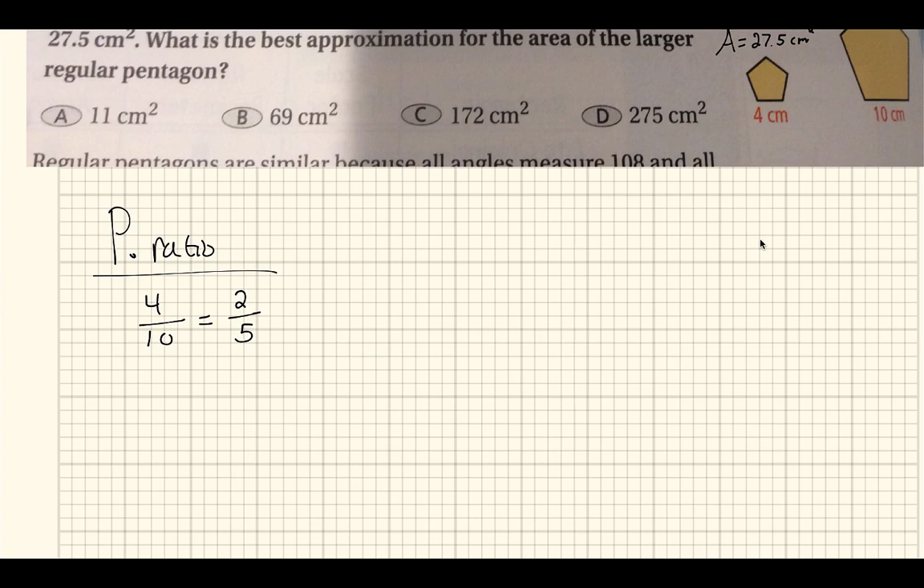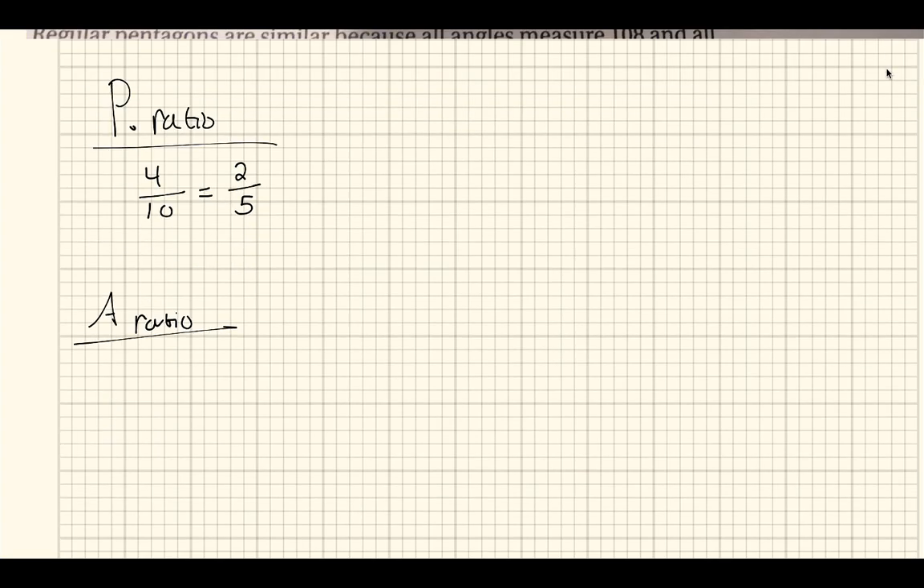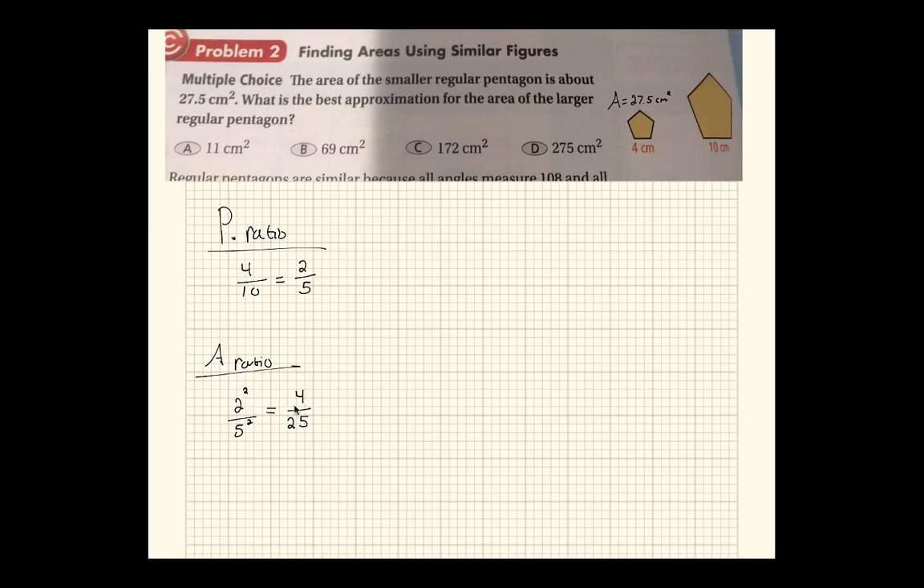Now, we can't use that to just straight get the area of the larger one, but we can find their ratio of areas, which is good because I have what one of the areas is, and that will help me find what the second area is. So if I want to find the area ratio, remember we're squaring 2/5, so 2 squared to 5 squared is going to give me 4 to 25. That's the area ratio. Now what we can do with this ratio is set up a proportion with this area to find my larger area.